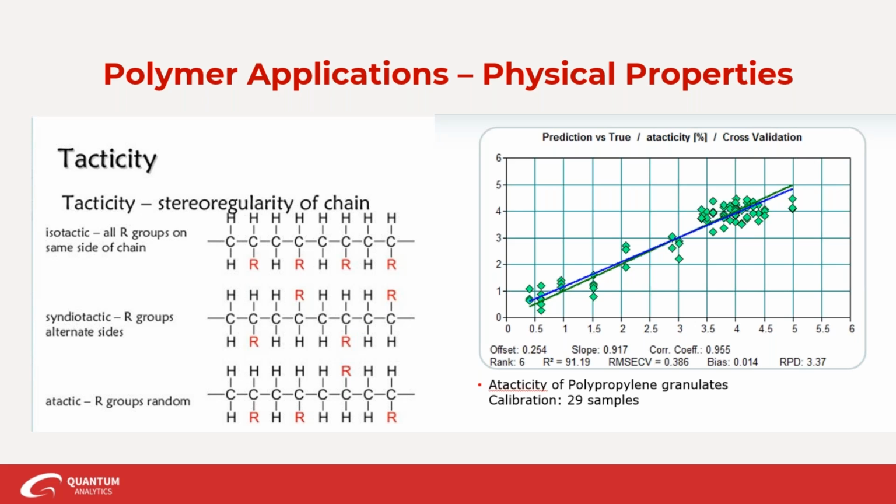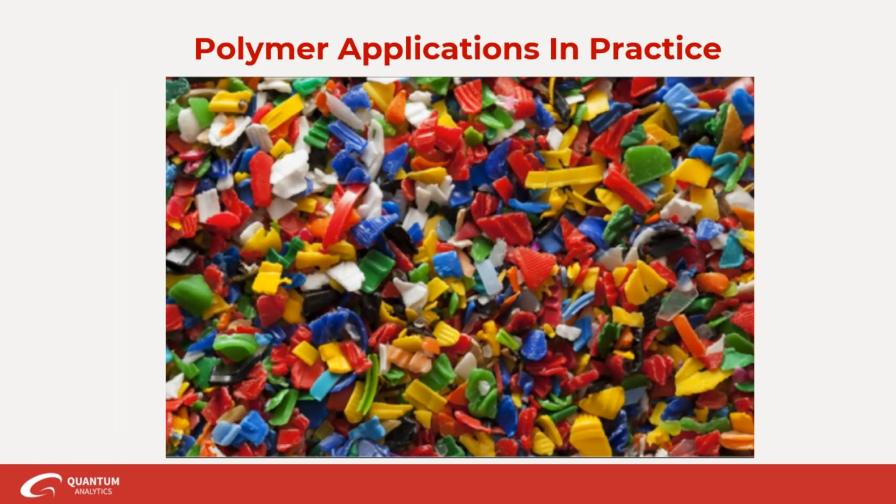So we've looked at some applications here, different things you can measure. So let's take a look at some of this stuff in practice and how it's actually used. So material ID and sorting, determining moisture content, those are big ones. They use these spectrometers to sort out recyclable materials, to identify different kinds of polymers when they're sorting recyclables.